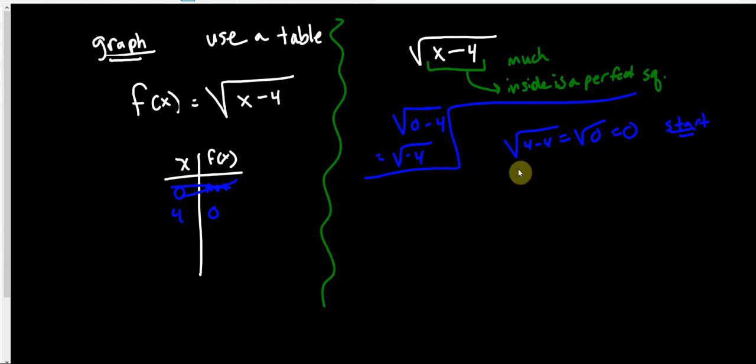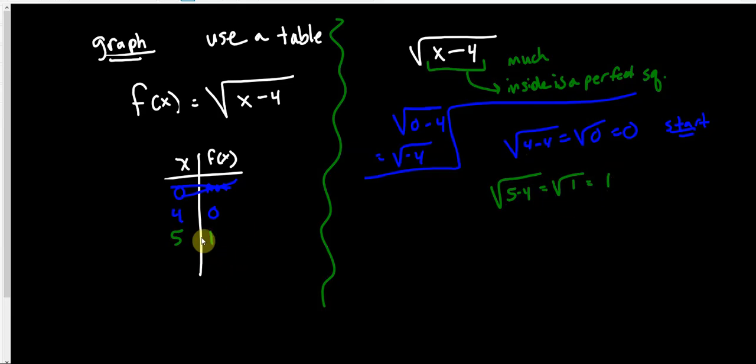Now, I want to pick things from there. Usually, depending on what's happening with your equation, you can try the very next number, like 5. Let's give it a try. 5 minus 4 equals 1. Do you know what the square root of 1 is? It is 1, because 1 times 1 is 1. Okay, that's not too bad.